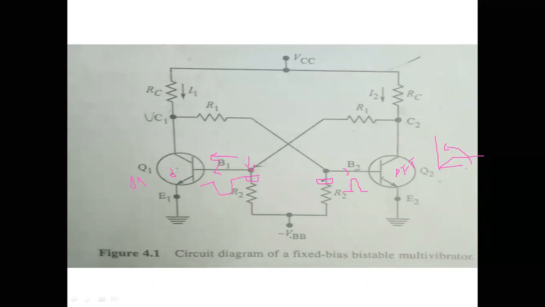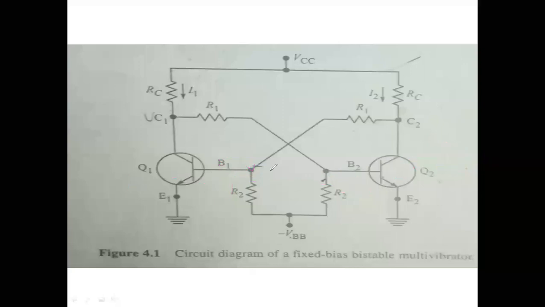In order to make this one off, we have to apply a negative pulse. In order to make this one on, we have to apply a positive pulse, because when you apply a positive pulse, the transistor moves from off to on. Simply, we may say that we have to apply a triggering pulse. For our knowledge, we have understood positive pulse and negative pulse. Therefore, simply by applying the gate pulse to any one of the transistors, the transistor will change its state.